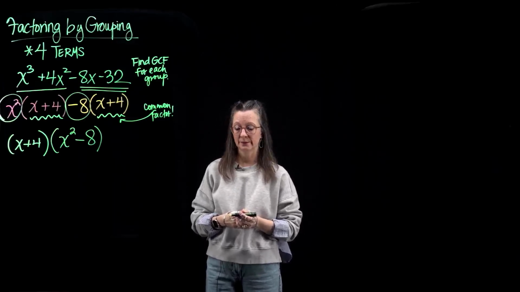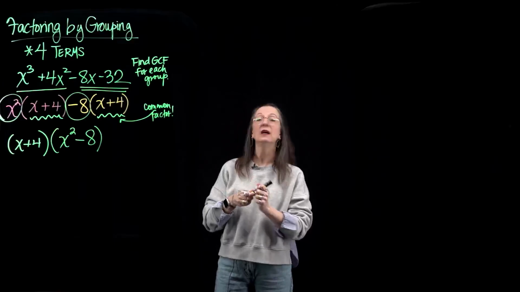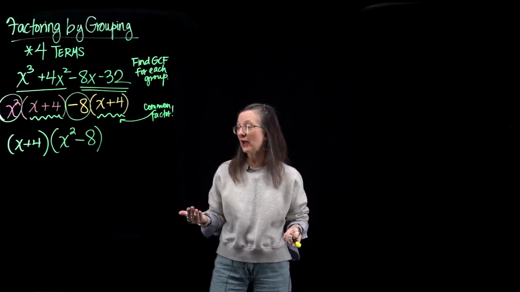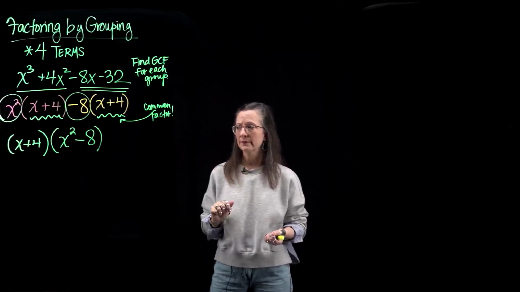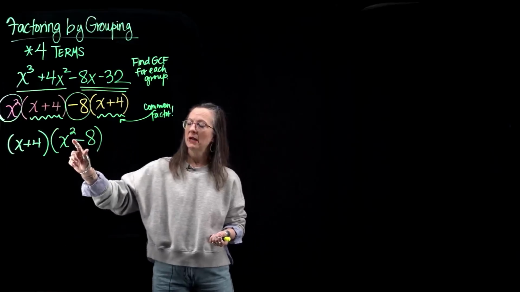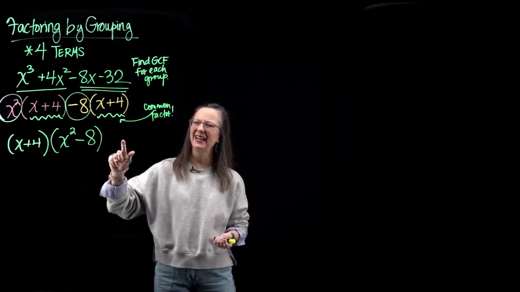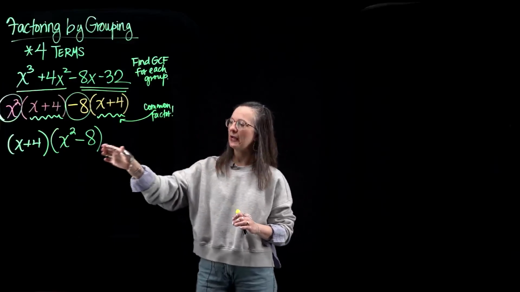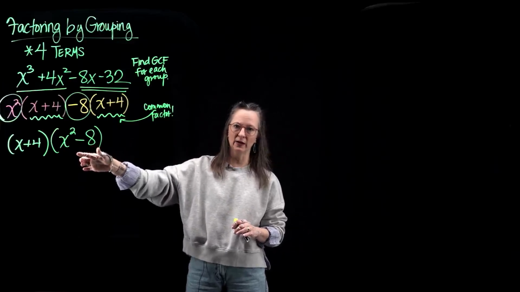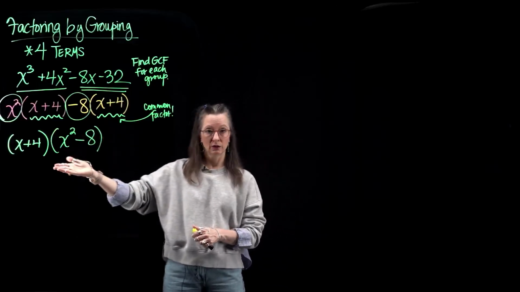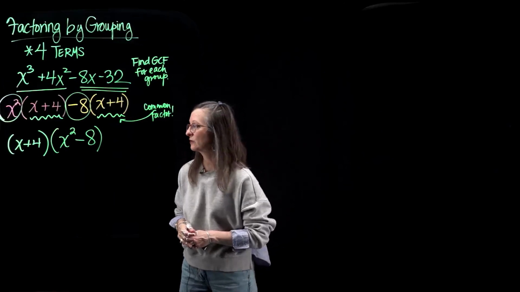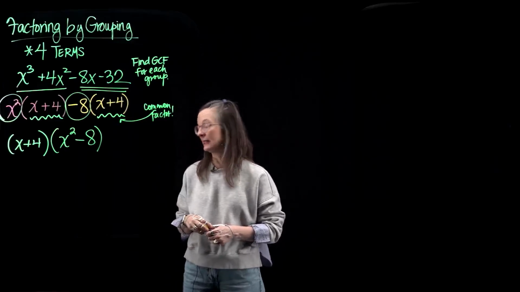We want to check to see if it can be further factored. x squared minus 8. Well, it's two terms. x squared is a perfect square, but 8 isn't. So we cannot factor this as a difference of squares. So this is our final factored form for this problem: x plus 4 times x squared minus 8.